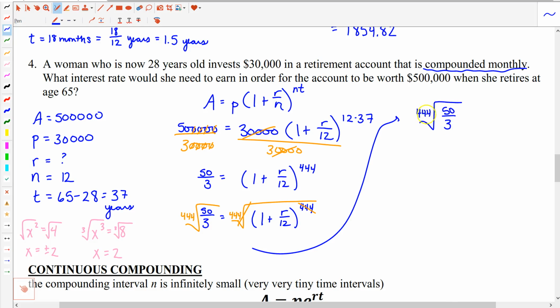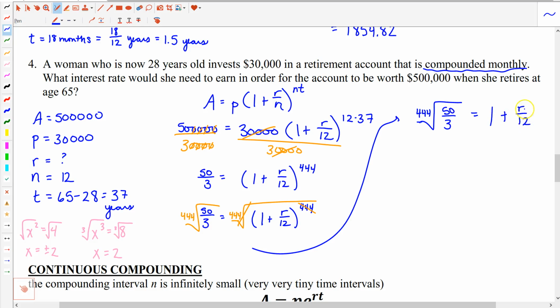Now this number right here is called the index. It sits right here on the shelf of the radical. It's not written out in front, it's right here on this checkmark piece. So the 444th root of 50/3 is equal to 1 plus r divided by 12.